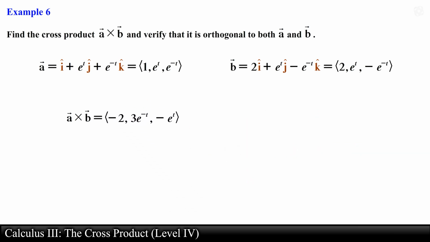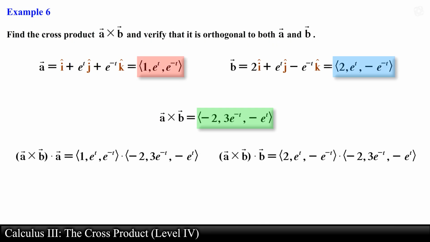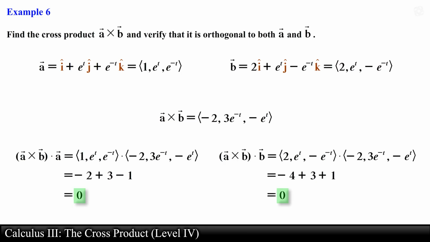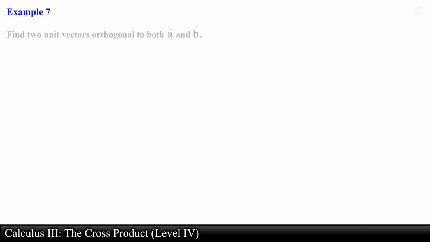Next, let's find the dot product of this vector with vector A and vector B. Simplifying the dot product, we obtain 0 for both vectors. Hence, vector A crossed with vector B is orthogonal to both vector A and vector B. Alright, let's try the next example.